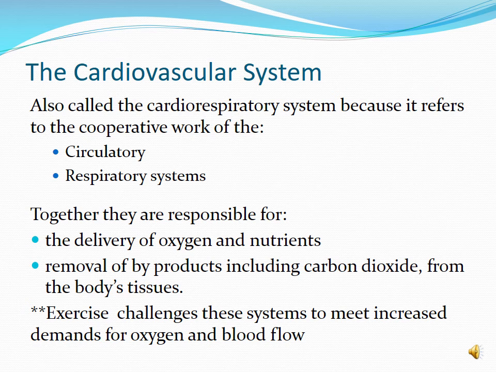It's also called the cardiorespiratory system because our cardiovascular system deals with our circulation and our respiratory systems. So our heart, our blood vessels, as well as our lungs. These two systems work together to deliver oxygen and nutrients to the body. And when we're exercising, they will get oxygen and nutrients to our working muscles.